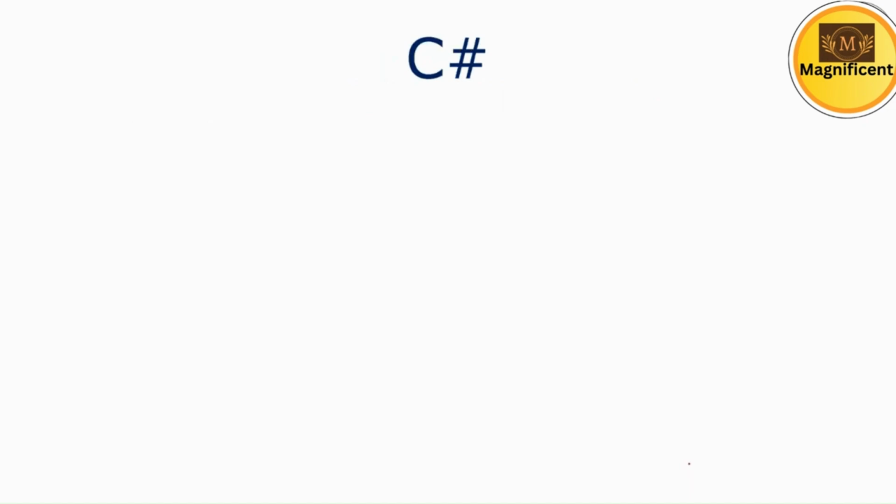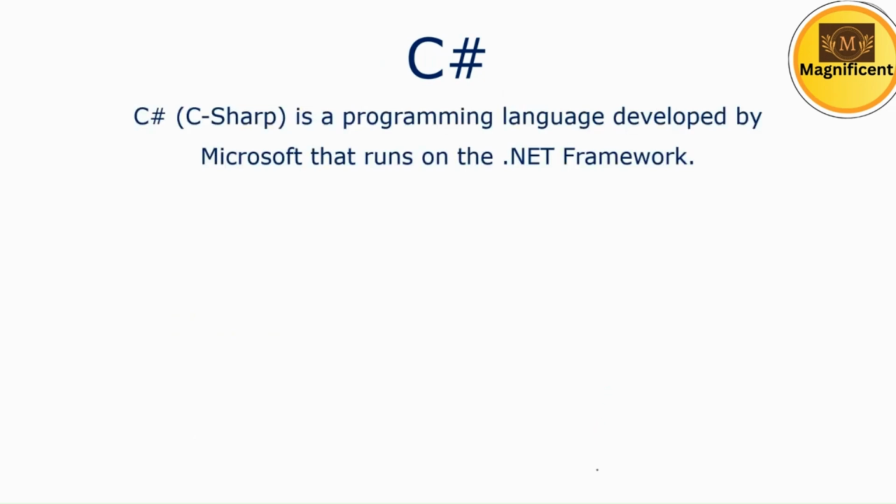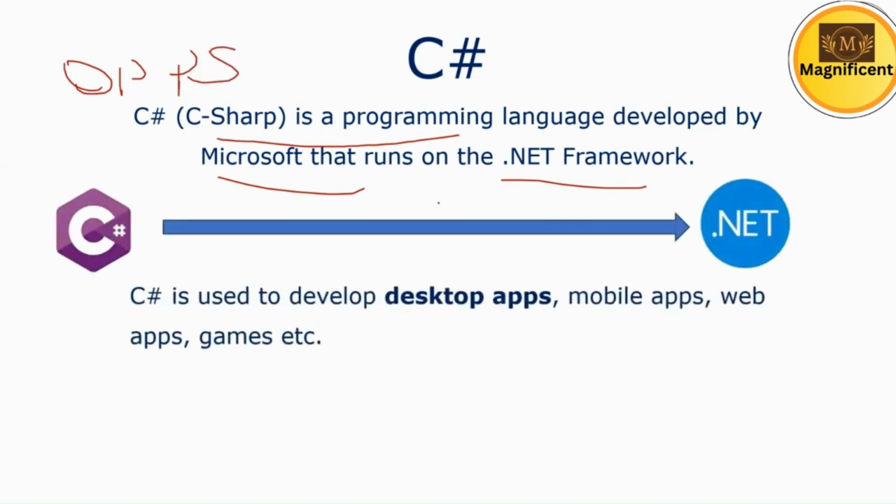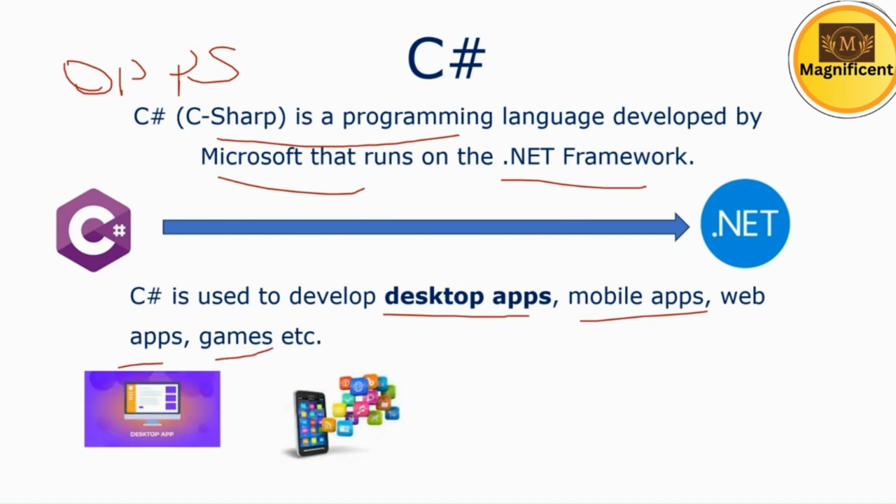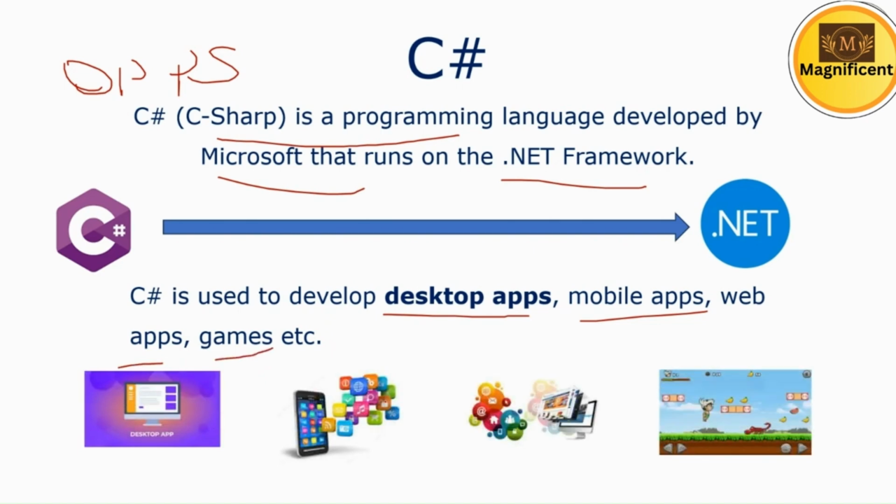And for the backend coding, as we mentioned, we are going to use C#. C# is developed by Microsoft and runs on the .NET framework. It is object-oriented programming, and it supports the object-oriented pillars. By using C#, we can develop desktop apps, mobile apps, and web apps. Games can also be developed using C#. So the C# language will be useful to write the backend code.